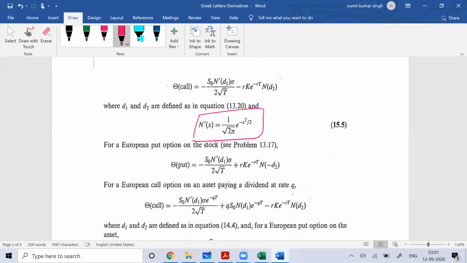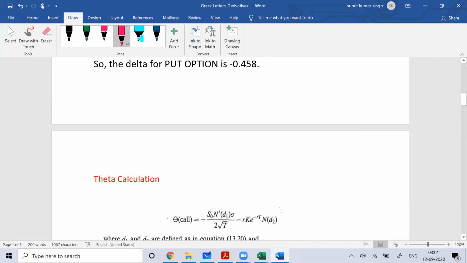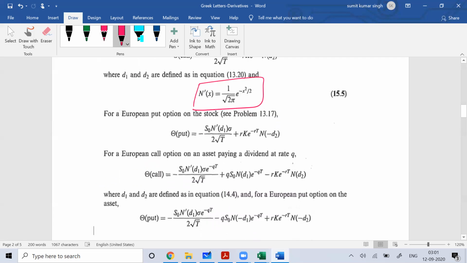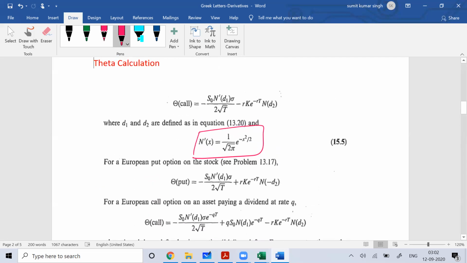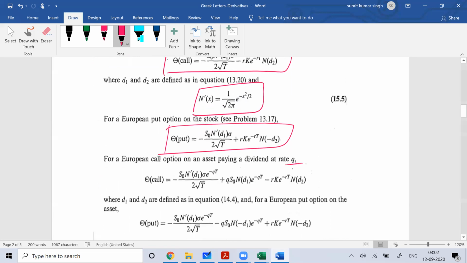So I talked about delta, I talked about Gamma. Then the next factor is theta. Theta is the factor which measures how the change in time to expiration of the option contract affects the premium of the option contract. As the option contract reaches expiry, how the premium changes because of that is called theta. This is the formula for theta for the call option. This is the formula for theta for the put option. This is the formula if the dividend yield is there.